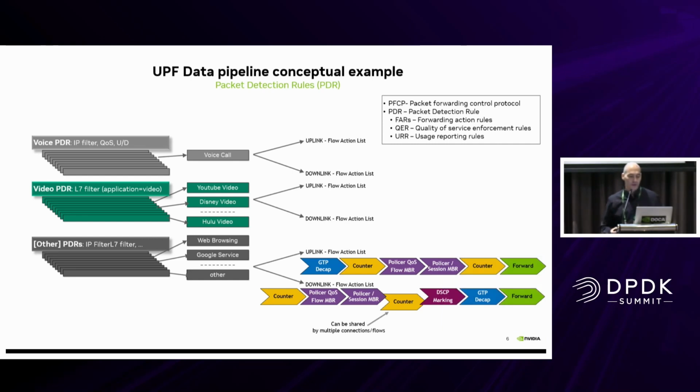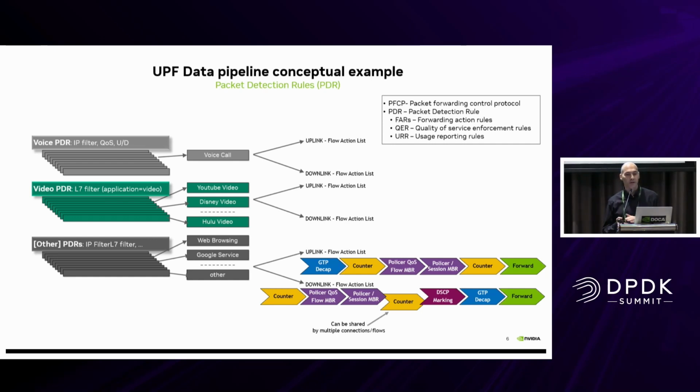A few things to show here. On the left side we see the PDR. These are the packet detection rules. There are different kinds of PDRs. So there are PDRs for voice, PDRs for layer 7 filtering, to identify video, for example, and different other types that the telco can decide which of them to use.